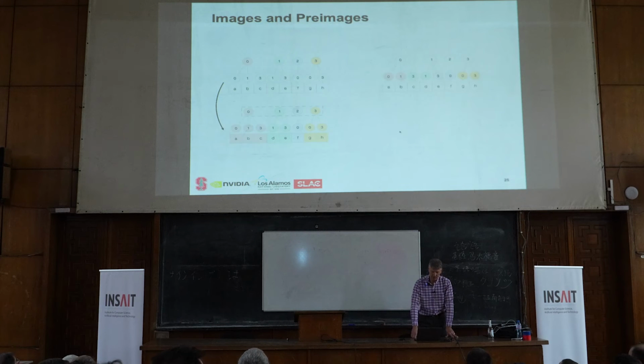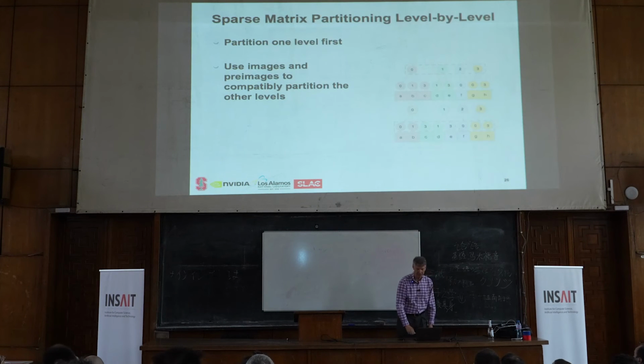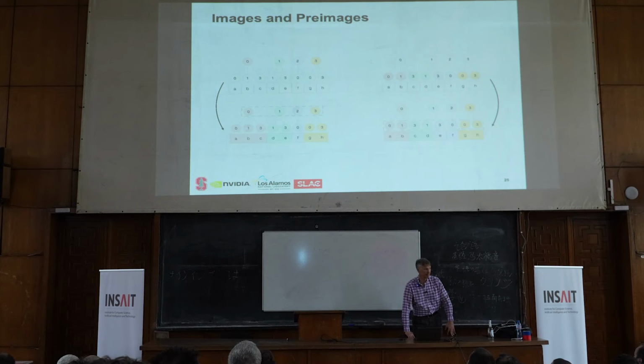If I want to do the other one, I would start with the middle row, the elements, and I would partition them equally, and then I would do images and pre-images to color both the rows and then the elements. So that means following some pointers backwards and some pointers forwards.